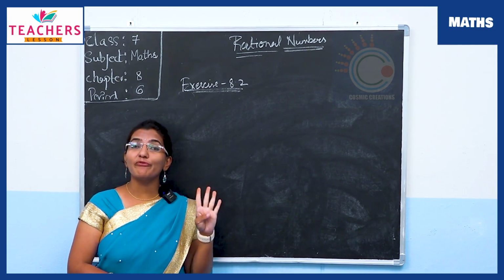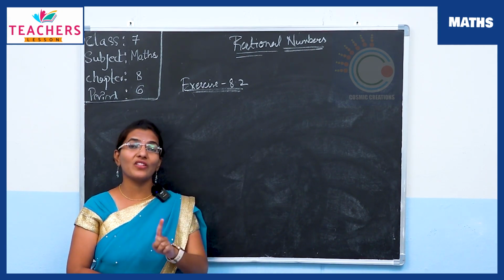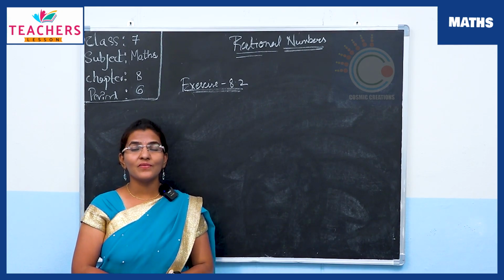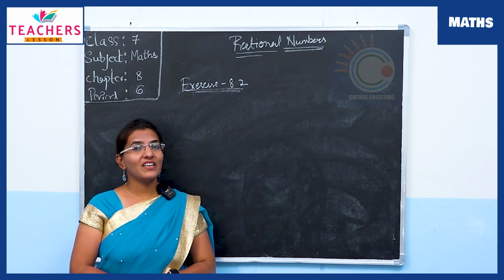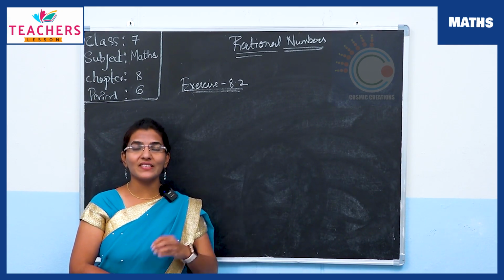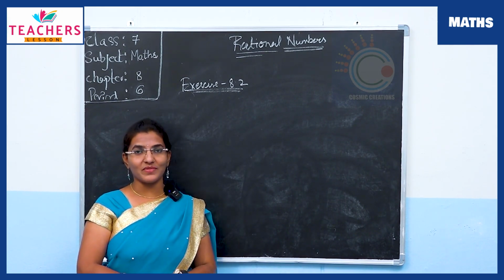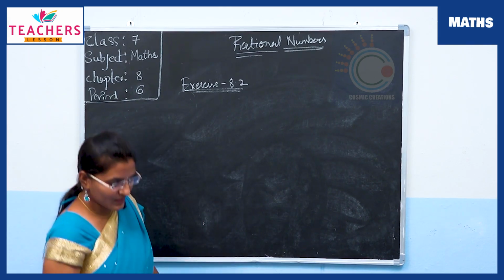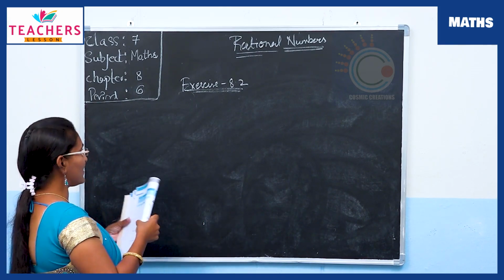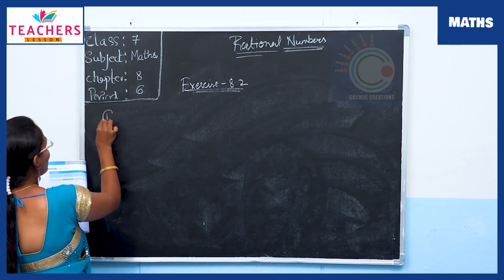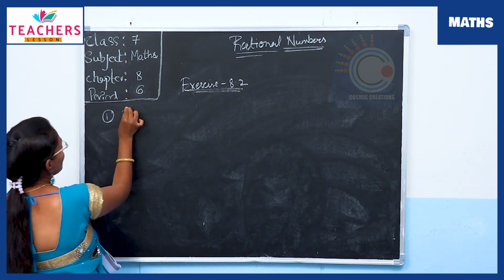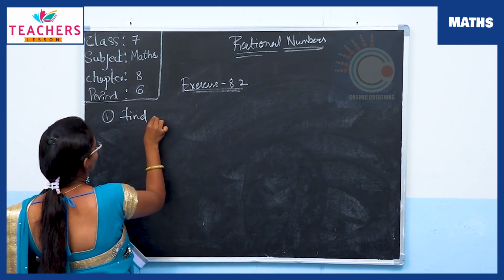How have we performed these four operations on rational numbers? We solved a few example problems in the previous class. Now let us do the exercise problems. In exercise 8.2, what is the first question, students? Find the sum.